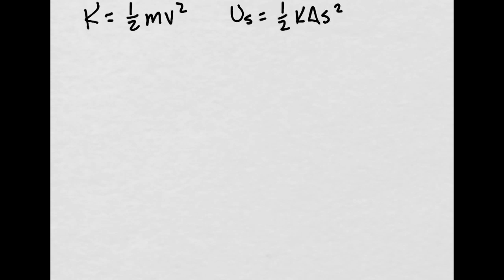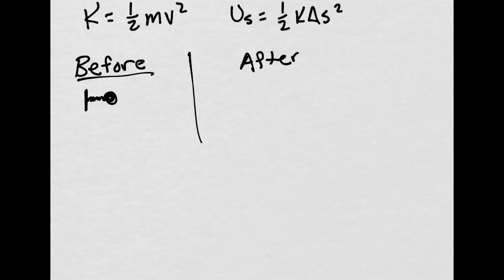In this problem, we have a spring-loaded toy gun launching a plastic ball. So we have a before, where the spring is compressed, and we have our ball. And then after, we have our spring fully uncompressed and our ball leaving, being fired.